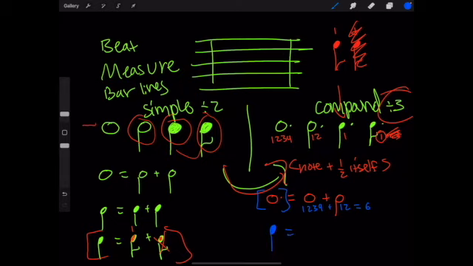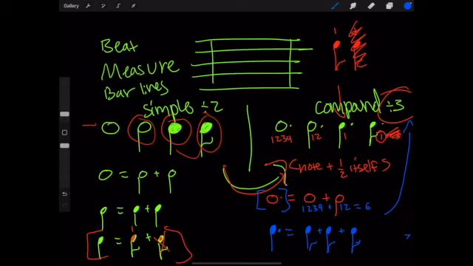A dotted quarter note is going to equal 2 eighth notes, right? Because 2 eighth notes equal a quarter note, plus half of itself, which is the eighth note, right? Both of these again equal this. I could have written just one of these, but I wrote 2 just to show you that it equals 3, right? Because compound means the beats divided by 3.